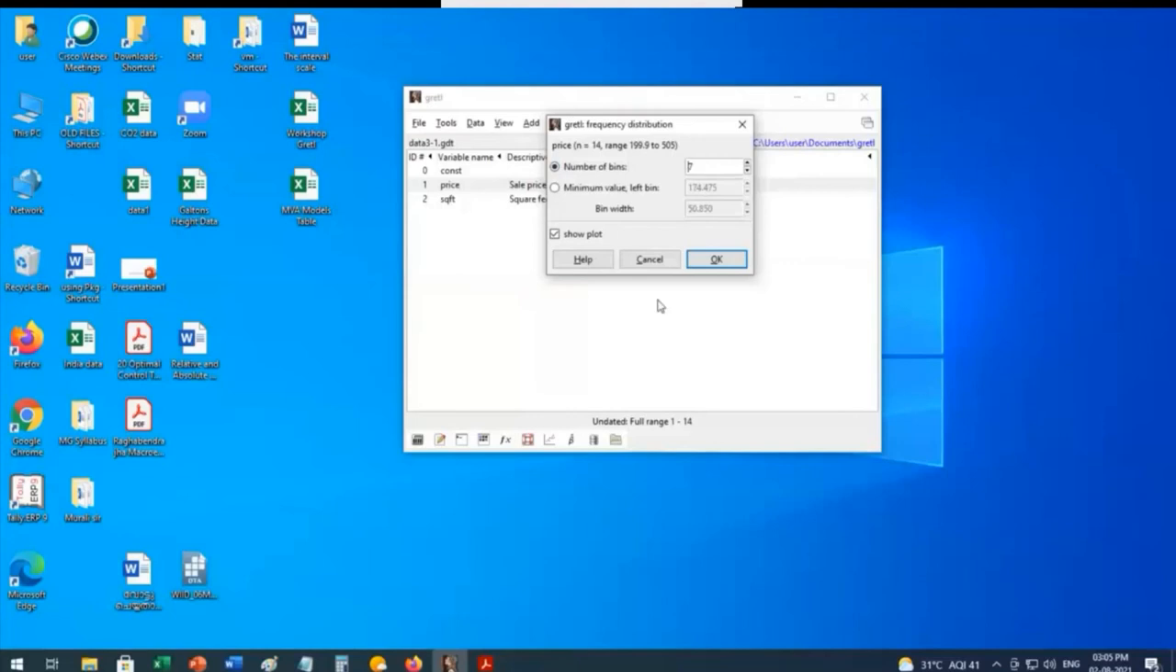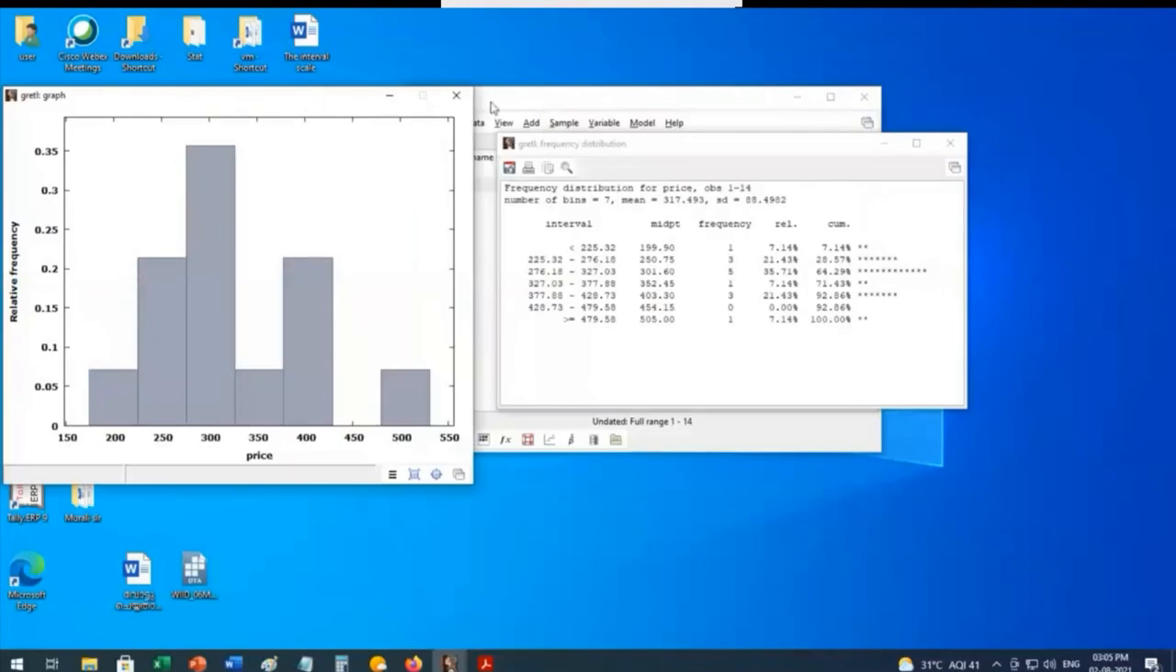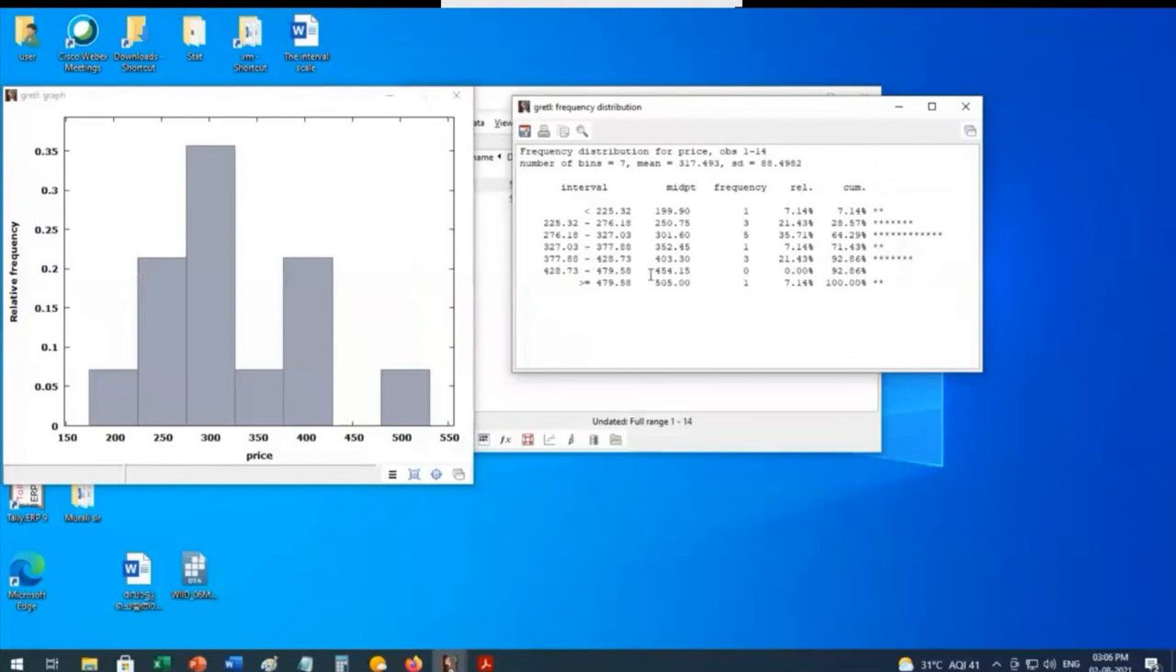and then this frequency distribution along with the midpoint, the frequency, the relative frequency and the cumulative relative frequency. And also a bar graph is given here to show whether this has a normal distribution or not. Evidently, there is no normal distribution. So getting a frequency distribution of a quantitative variable is much easier here. Just click, we get it.